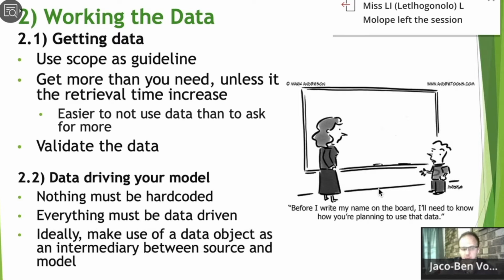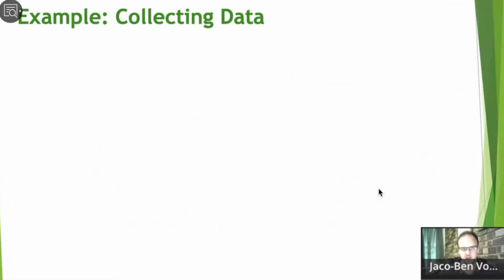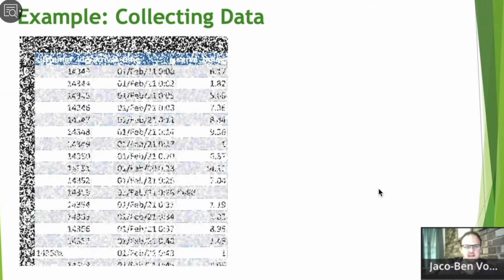So ideally, how we would do this, and I'm going to show this in an example, is you must make use of a data object, which is like an intermediary between your source and your model. So you've got your source data, which can be anything, and then you've got your data object, which you provide to the model, and the model will build itself based on the data contained inside this object. So let's have a look at the collecting of data, an example.